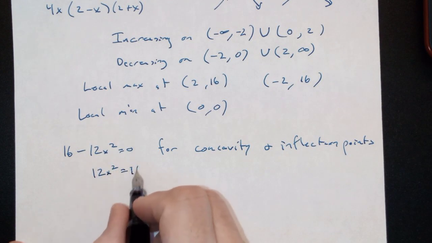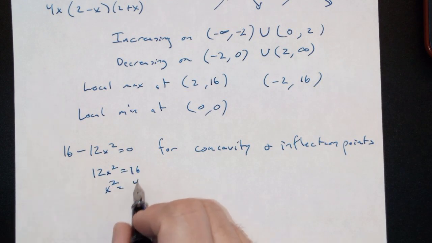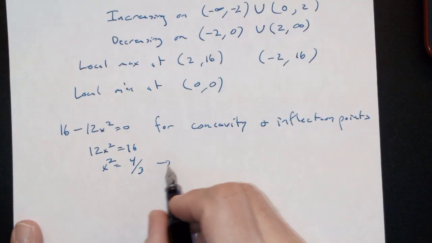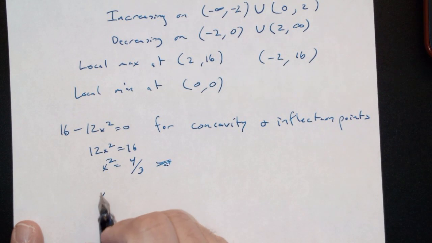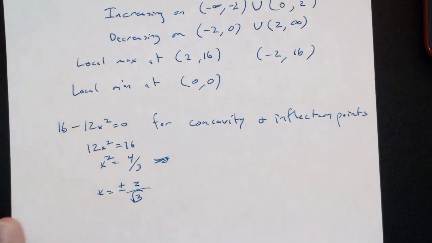12x squared equals 16. I divide, I get x squared is 16 over 12, 4 over 3. So when I take the square root, I get x is plus or minus 2 over the square root of 3, or you could write the square root of 4/3, which is somewhere between 1 and 2. Because 4/3 is a little bit bigger than 1.